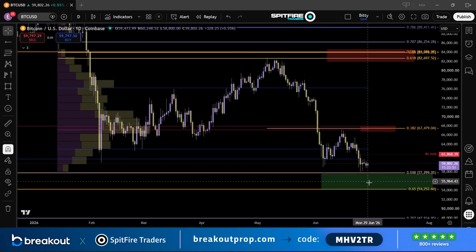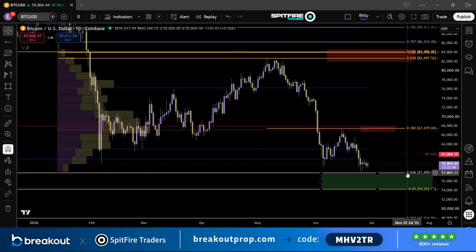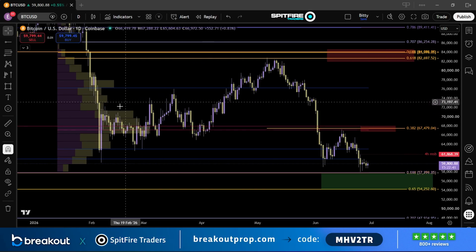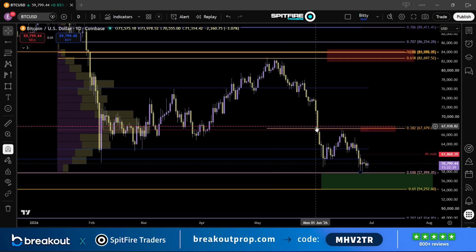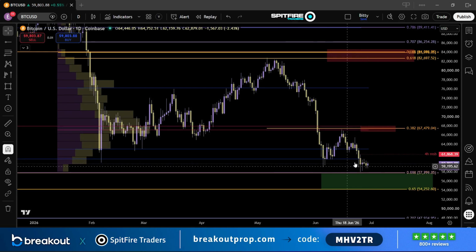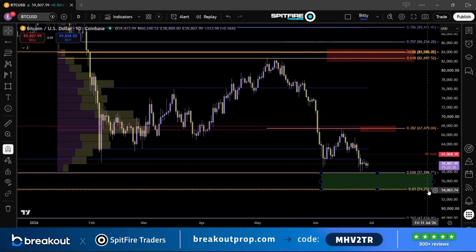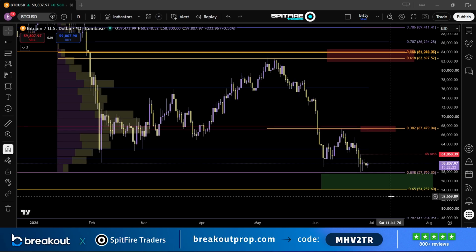In terms of support, as we said, golden pocket 886, 54, 57. It's a big area, and looking at how price action developed lately, I think we will get another swipe down and another consolidation before she decides to change structure.